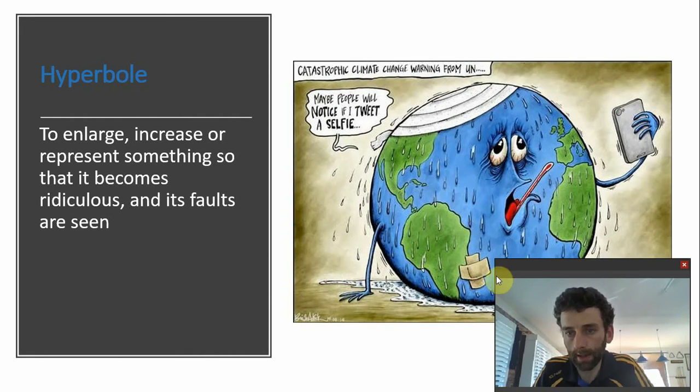The hyperbole here is the personification of Earth as a human, and the critique is about climate change itself and people's application of it.